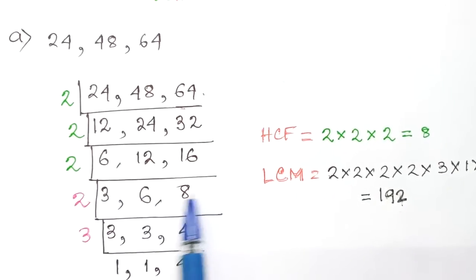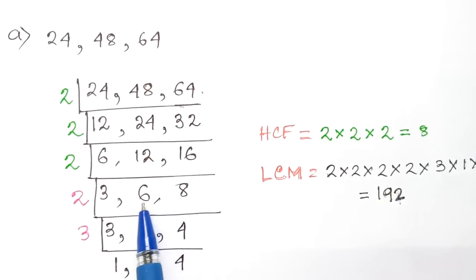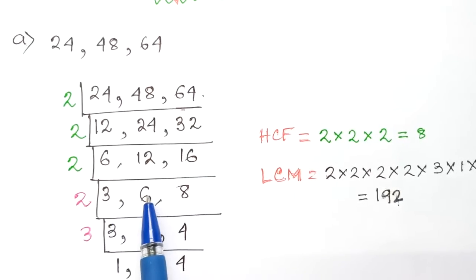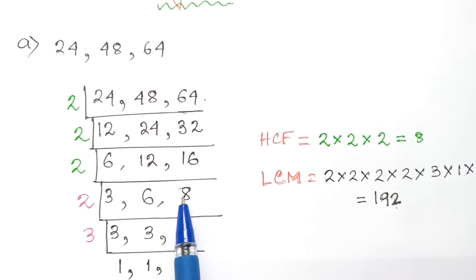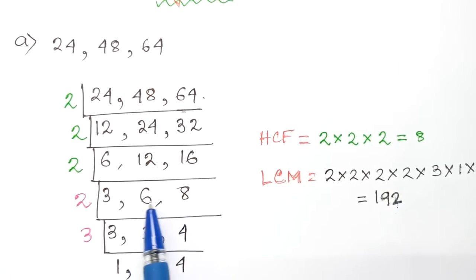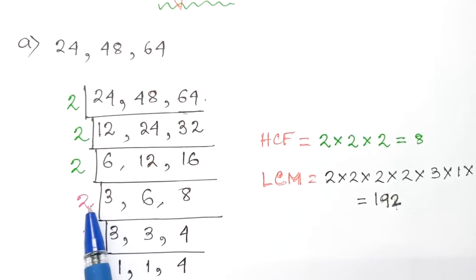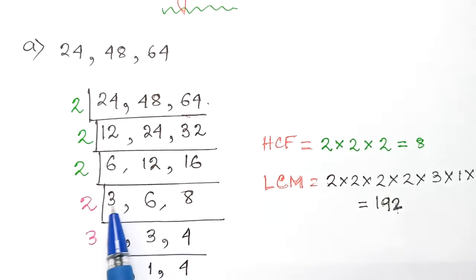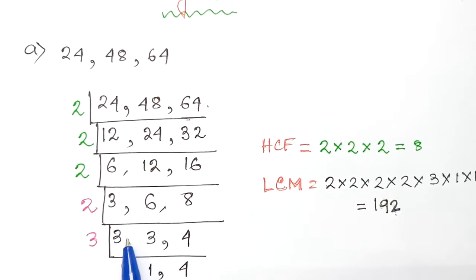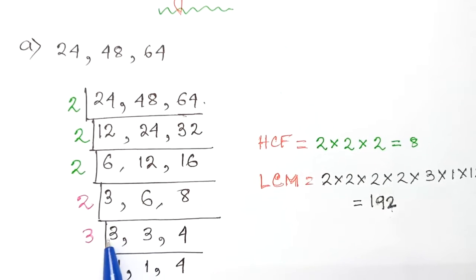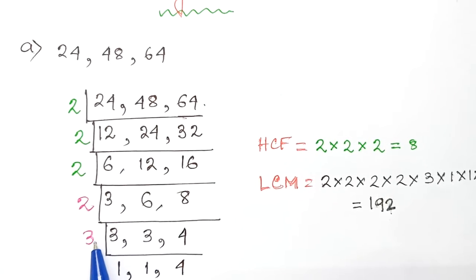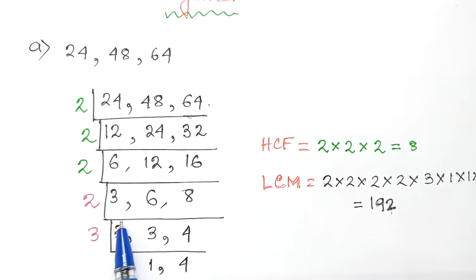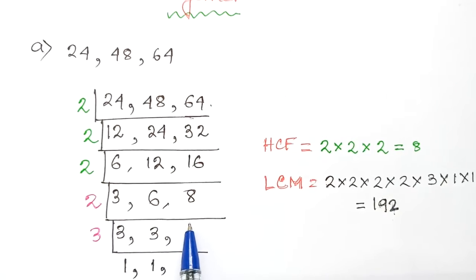Now 6 and 8 are even numbers, so they are divisible by 2 but 3 is not. So as per the rules, if at least 2 of the numbers are divisible by a common divisor, we can continue the division. So we divide by 2 and get 3 from 6, 4 from 8 and carry forward the indivisible number as it is, so 3. Now 3 and 3 are divisible by 3 but 4 is not. So we divide by 3 and get 1 from 3, 1 from 3 and 4 from 4.